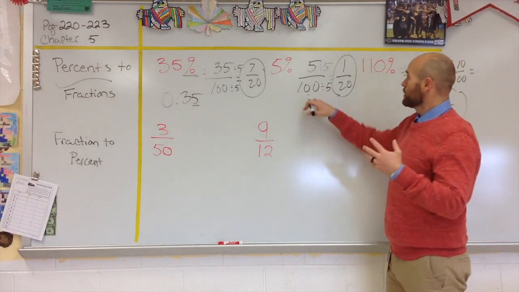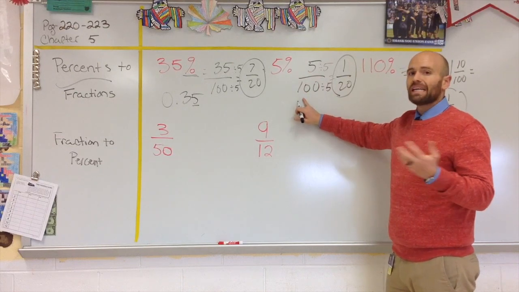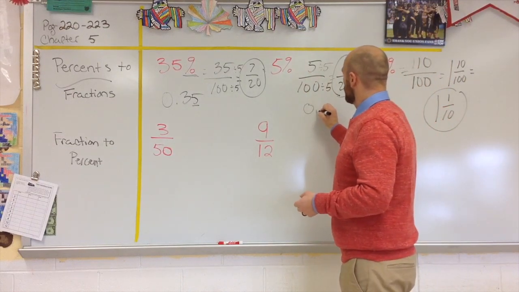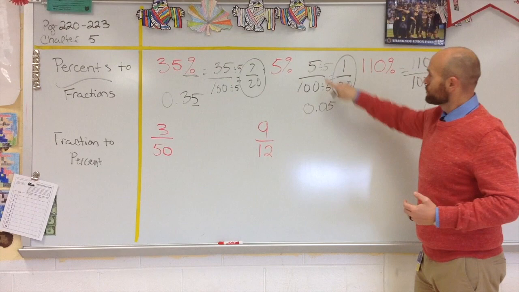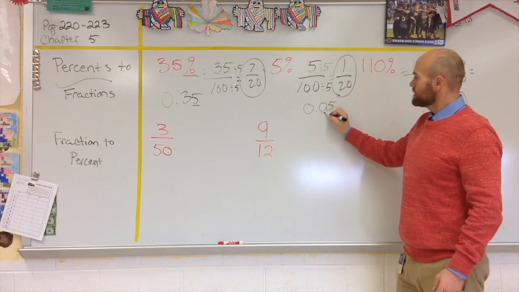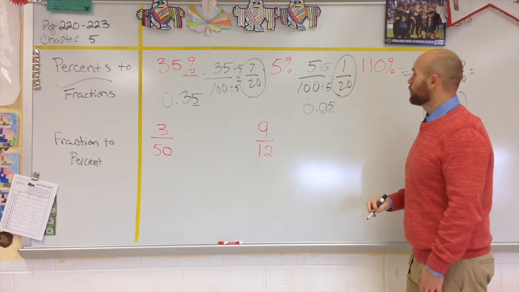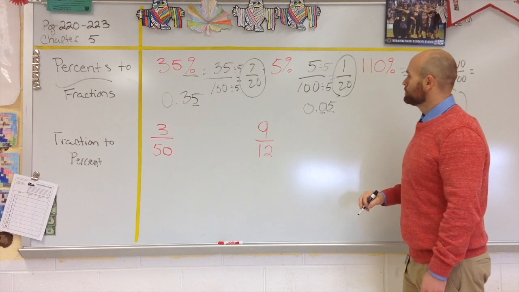Once again, if we wanted to turn 5/100ths into a decimal, we could just write it as 5 hundredths. This is the tenths, this is the hundredths, so that's where we would end that. All right?